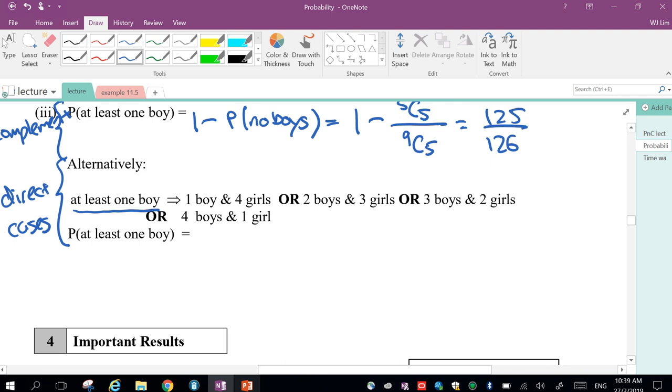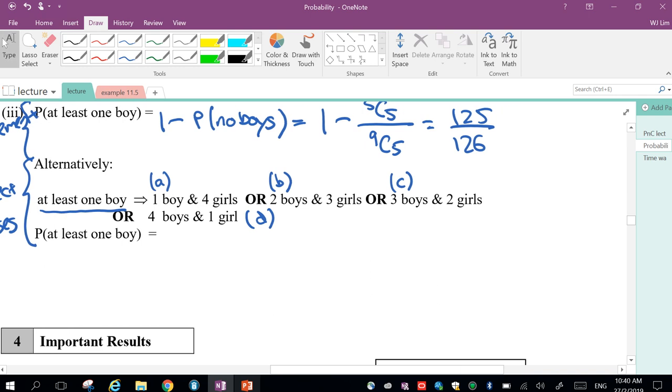One boy, four girls. So this is case A. Two boys, three girls, case B. Three boys, two girls, case C. Four boys, one girl, case D. Okay?